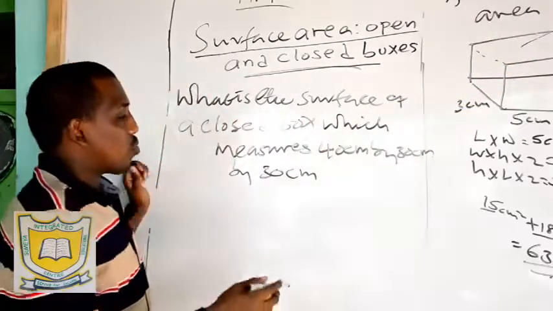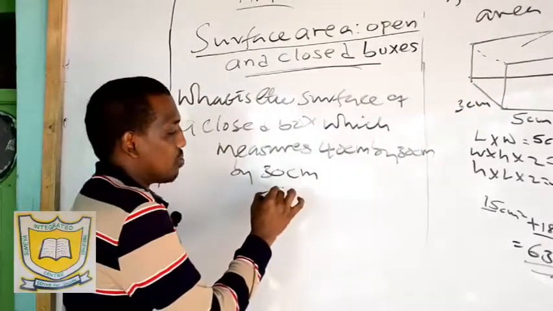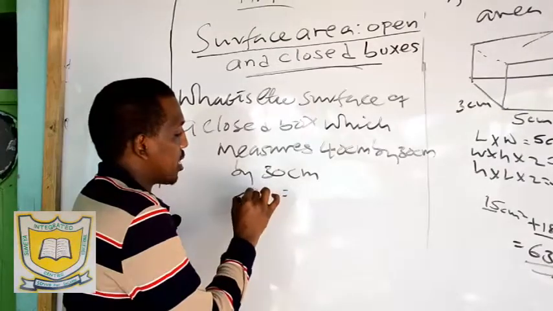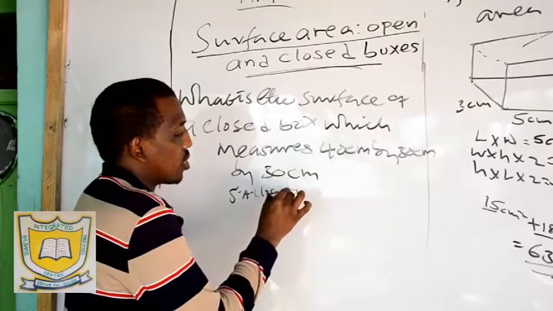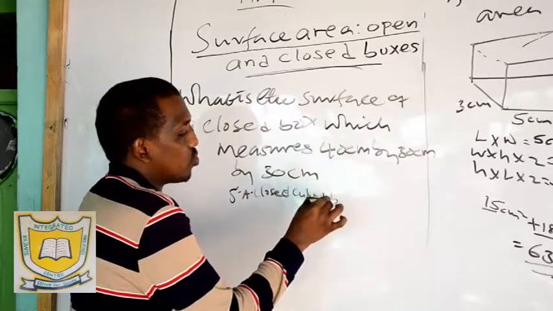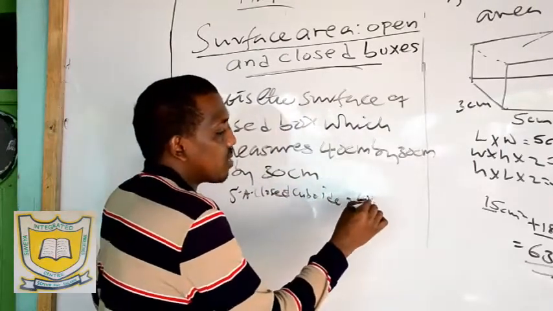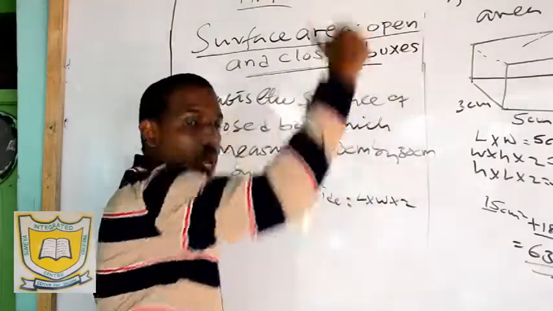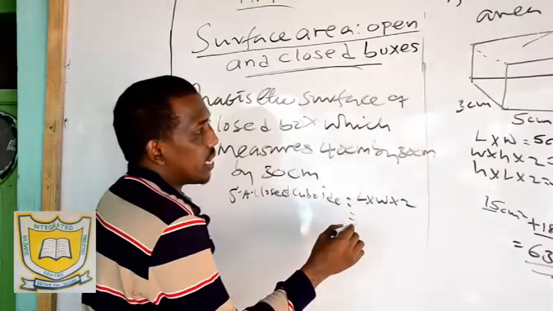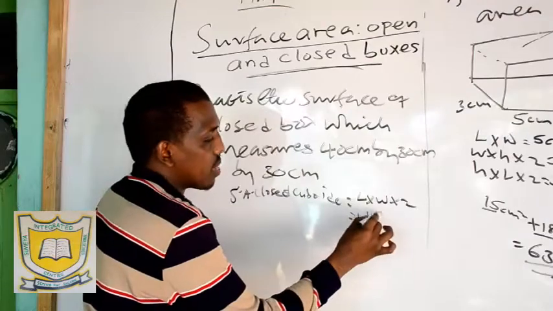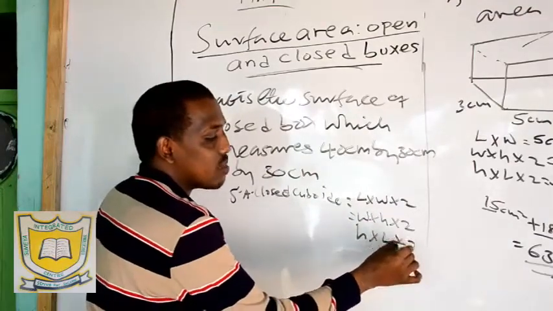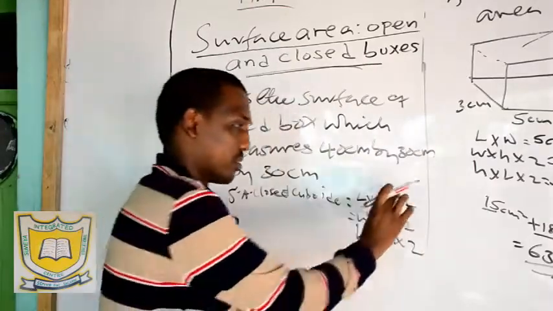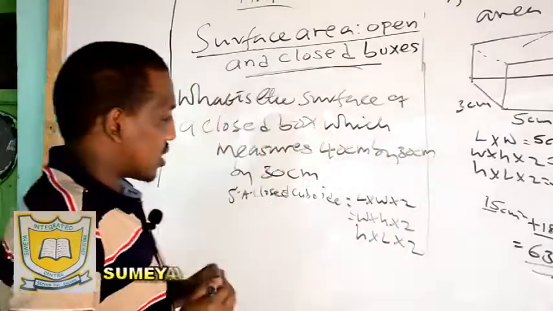So now, how do we get the surface area of a closed cuboid? We say length times width times 2, closed everywhere. Then width times height times 2, plus height times length times 2. If it is open, this one has no times 2. So that's how we solve.